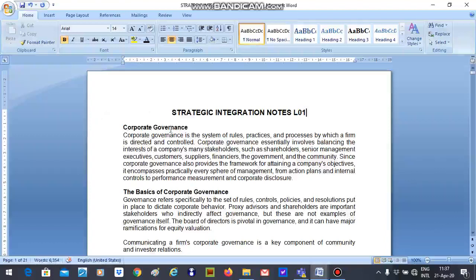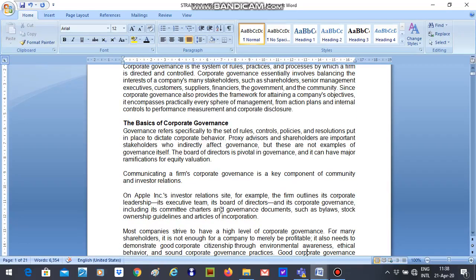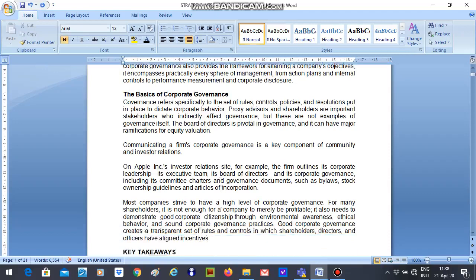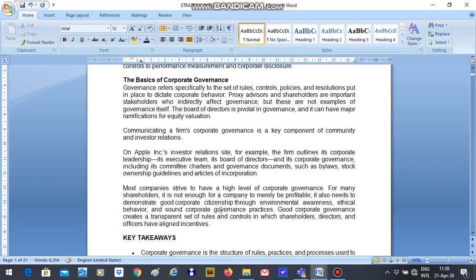We look at corporate governance. What is corporate governance? Corporate governance is the system of rules, practices and processes by which a firm is directed and controlled. So corporate governance is looking at how a firm is governed or a business is governed using rules and policies. Here's the basic explanation: corporate governance refers specifically to the set of rules, controls, policies, and resolutions put in place to direct corporate behavior. So it is a guideline used to help corporate behaviors, to maintain rules and regulations.